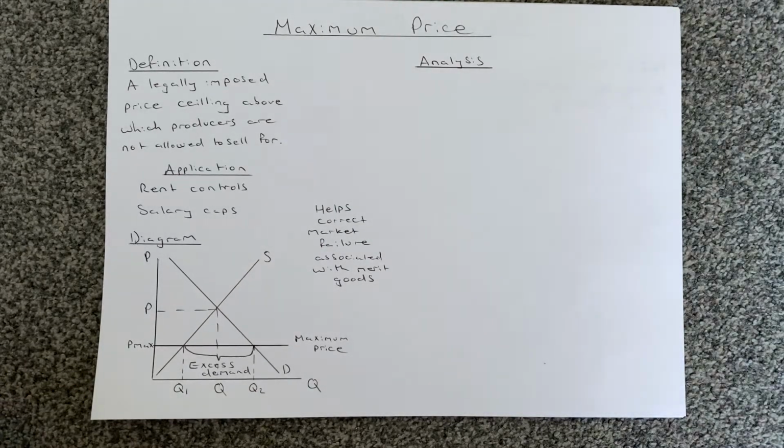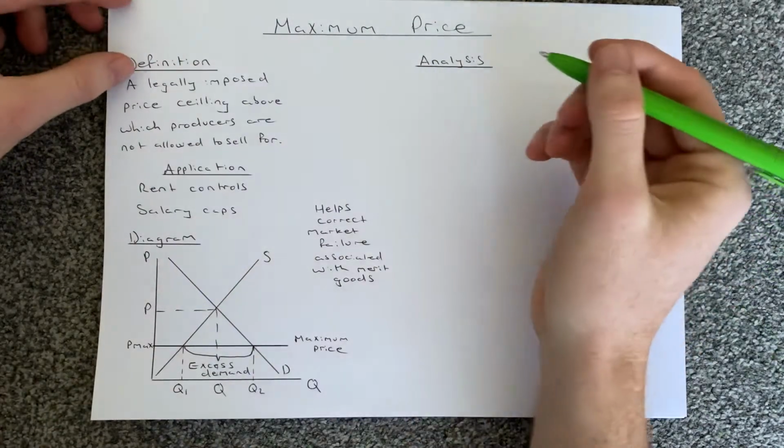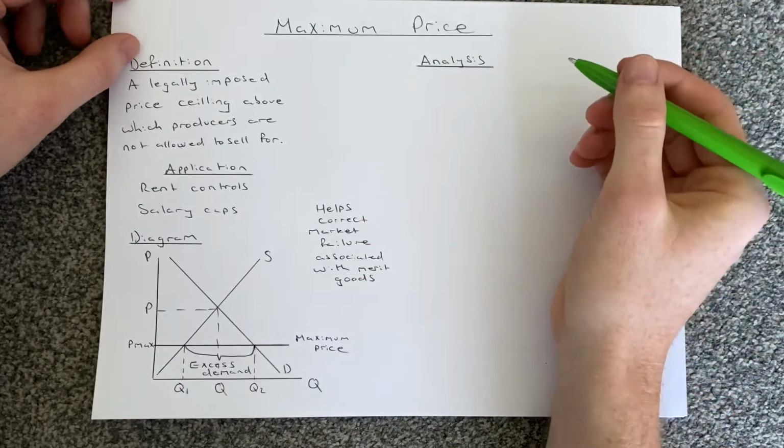Hello, so in this video we're going to look at analysing the effectiveness of a maximum price and how a maximum price could work to correct a market failure. In particular, we're going to have a look at how a maximum price would be used to correct a market failure associated with merit goods. Obviously merit goods have positive externalities in consumption, and as good economists we know that merit goods are underconsumed and we want people to consume these goods because they produce positive externalities in consumption. So let's explain how a maximum price would correct this market failure here.